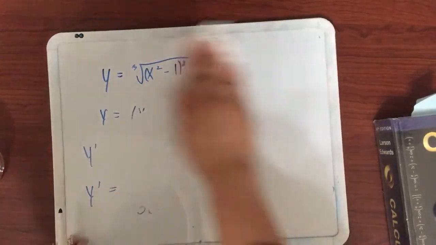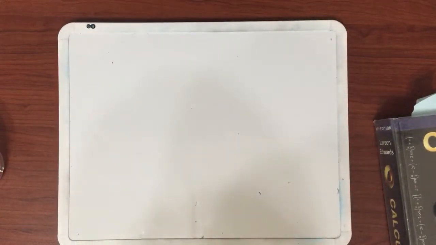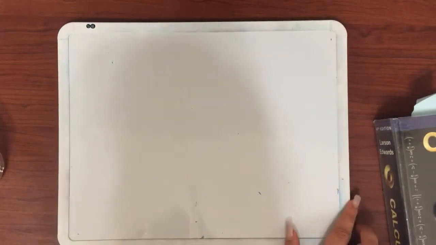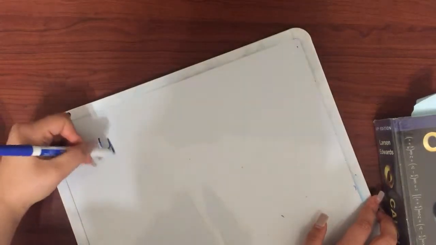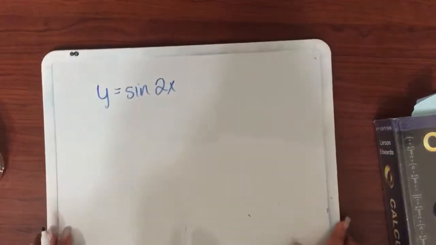All right, now let's do trig functions using the chain rule. It's basically the same exact thing, the generalized chain rule. Let me do an easy one. Let's take the derivative of y equals sine of 2x.